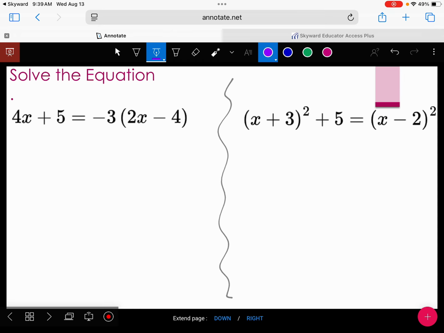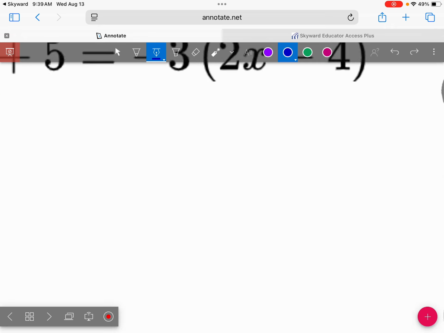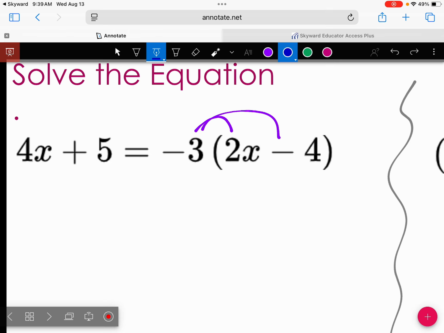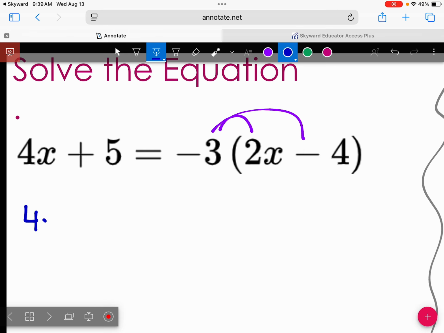First thing I'm going to do is distribute. Let's get rid of these parentheses. So we've got our 4x plus 5, and that's going to equal our negative 6x plus 12. What next? Add 6x. Not the only option, but definitely a good one.